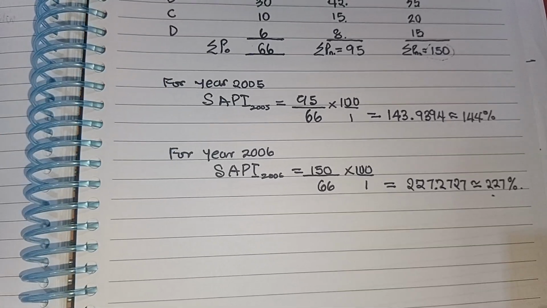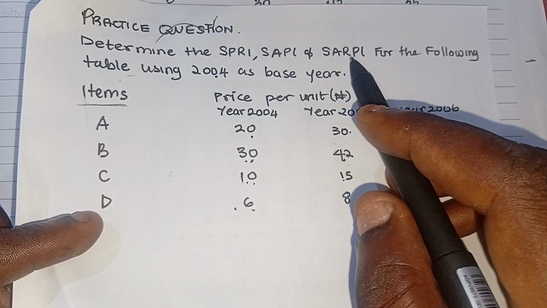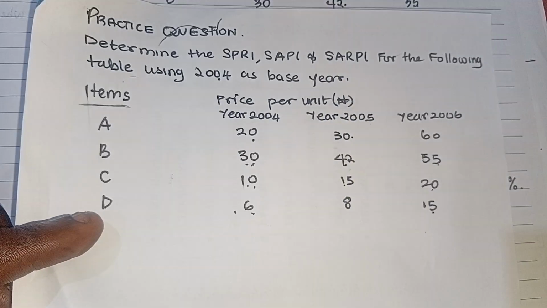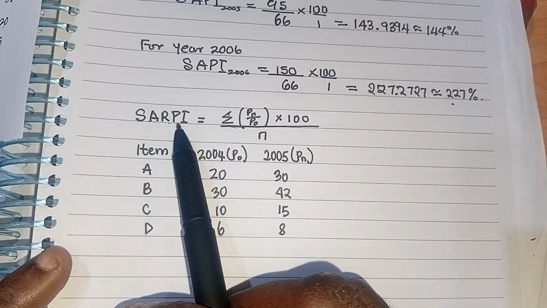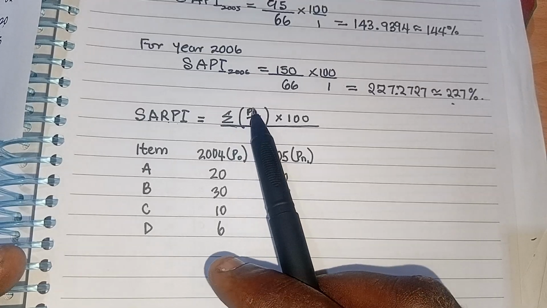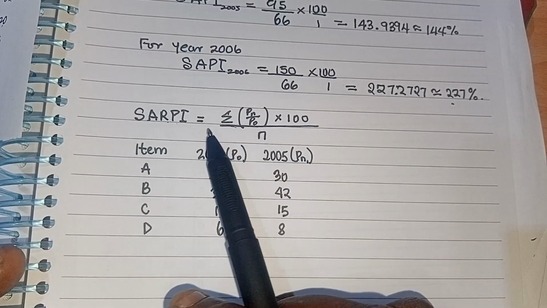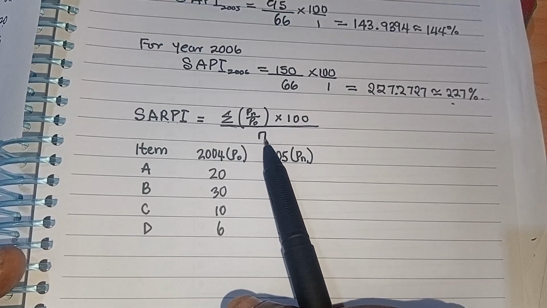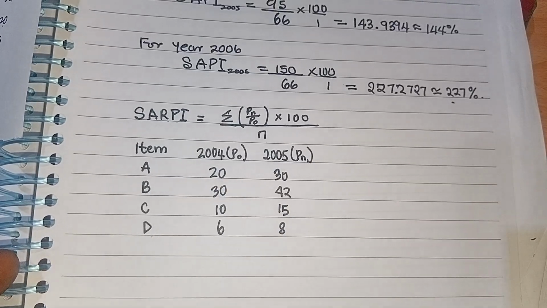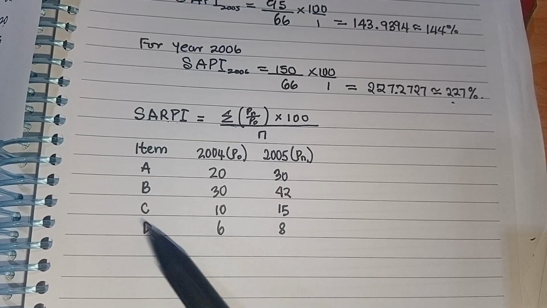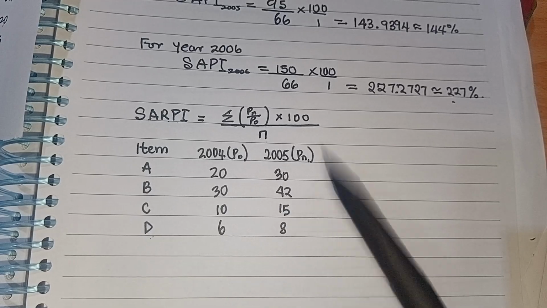Now let's go to the third aspect of the question, which is the simple average relative price index. For the simple average relative price index, this is the formula: summation PN divided by PO times 100 all over N, where N is the number of items under consideration. So our number of items under this question is 4, that is 1, 2, 3, 4. Take note of that. That's N.